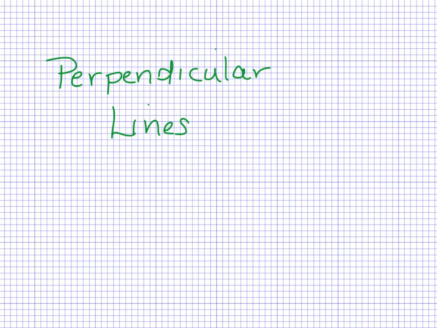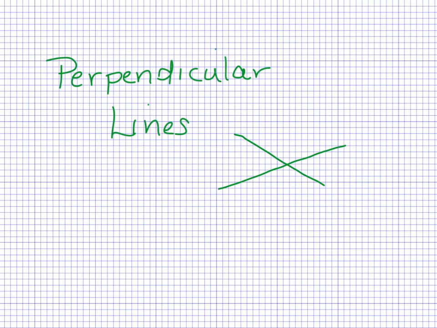So parallel is a pretty simple idea. It deals with two lines that have the same slope. The idea of perpendicular is the opposite of parallel, if you can be opposite to parallel. The big important takeaway when we're talking about perpendicular lines is that they're not lines that just cross anywhere.